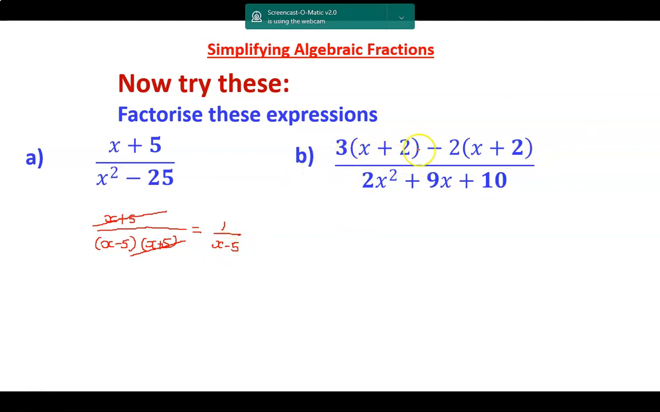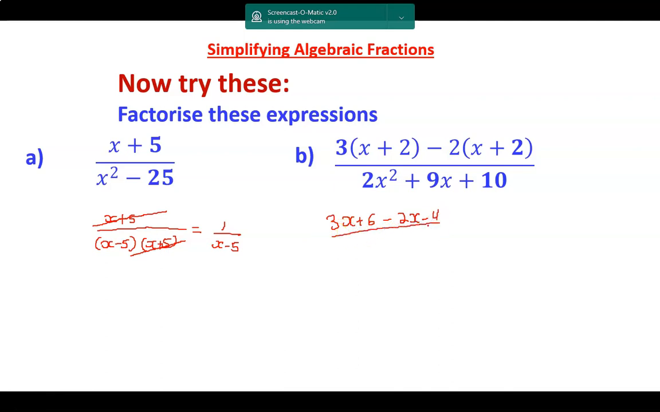So let's start with the top: expand the brackets, collect like terms and simplify. The bottom one we need to factorize. So the top one becomes 3 times x, that's 3x, and 3 times 2, that's 6. Now, minus 2 times x, that's minus 2x, and minus 2 times minus 2, that's minus 4. That's what we got from the top.